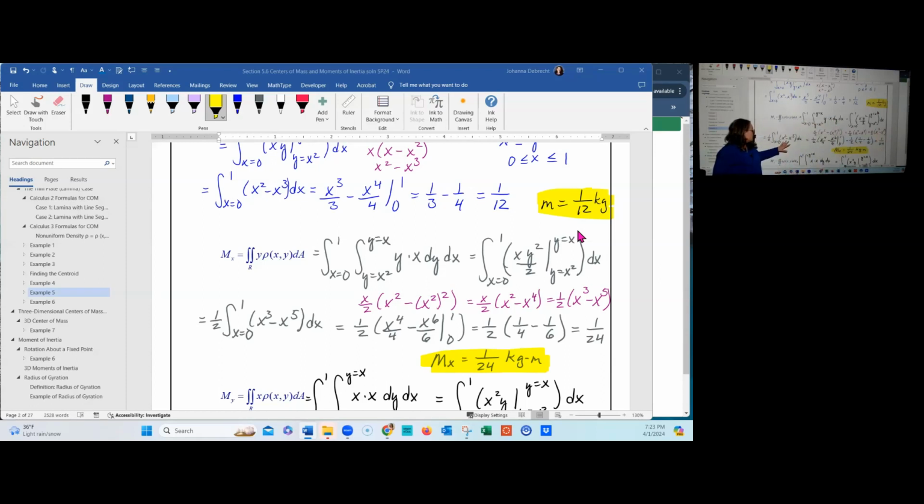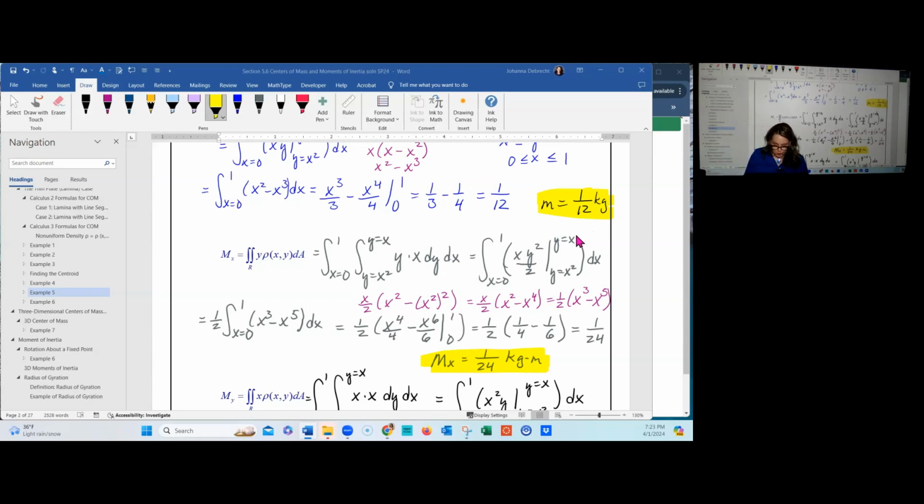And when I integrate this with respect to x, I get 1/2 times the quantity x to the 4th over 4 minus x to the 6th over 6 between 0 and 1. And when I simplify that, I get 1/24 kilogram meter, which is the moment. Remember, the moment is the mass times the distance. So kilogram meters is the correct units for moments.